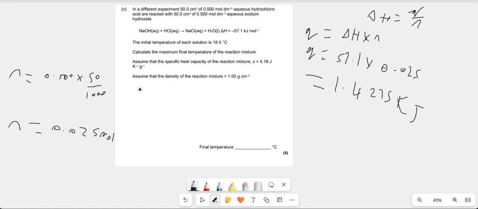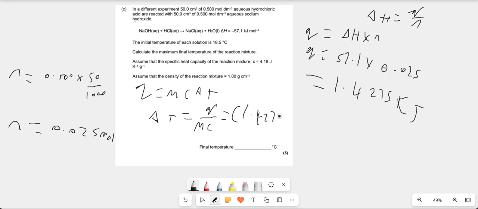Now I've got that information, I can do the actual Q equals MC delta theta. So Q equals MC delta T, and then delta T would be equal to Q over MC. So Q is 1.4275, times 1000, because I'm going to need to change that into joules, so times it by the kilo. And then divide it by the MC.